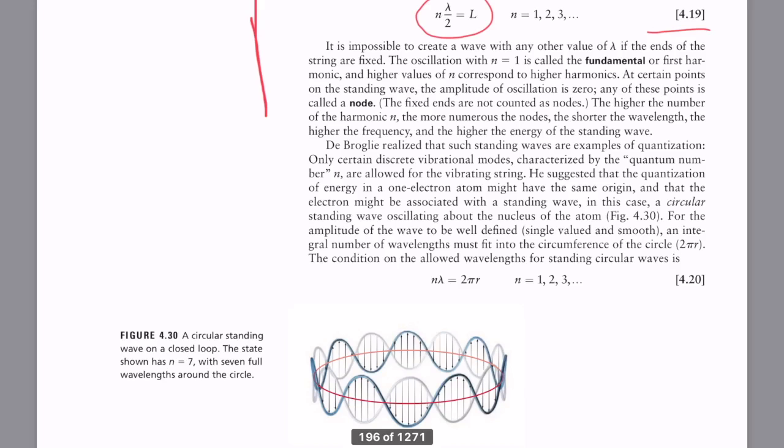So here we have the solutions for this ring, which begin to tell us that Bohr was onto something, right? Because here we have the discrete solutions for a wave in a closed loop. You can imagine the electron traveling in a closed loop or an orbit, kind of like what Bohr was mentioning.